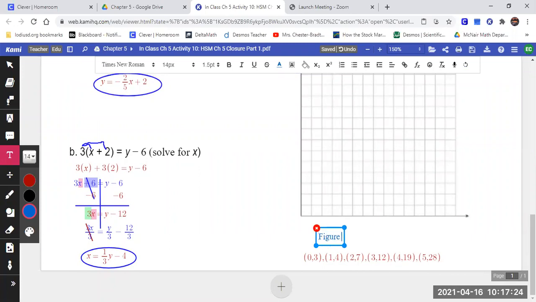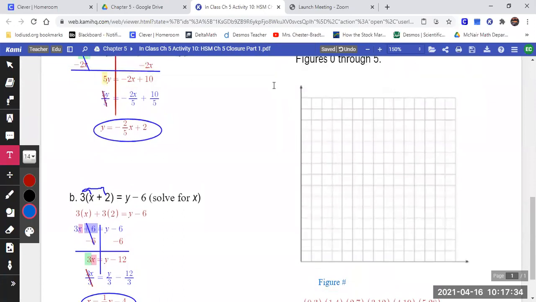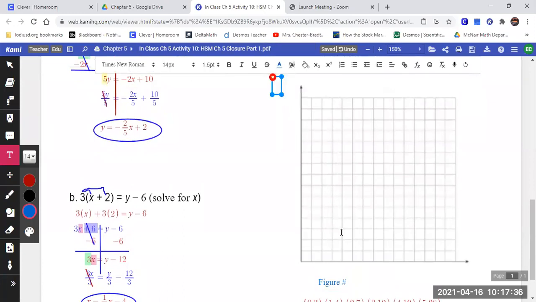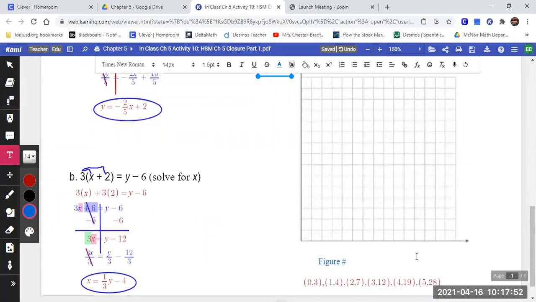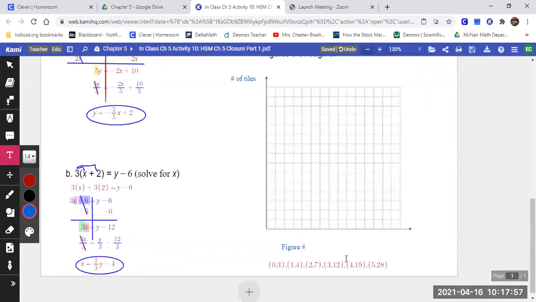Figure number. Okay. Figure number. What's the Y stand for? What are we going to tell them it stands for? Number of tiles. Yeah. Okay. So we know the X direction is our figure number. The Y direction is our number of tiles. So we have to look. What is our biggest X? What's our biggest Y? So we can figure out what we're labeling the lines.